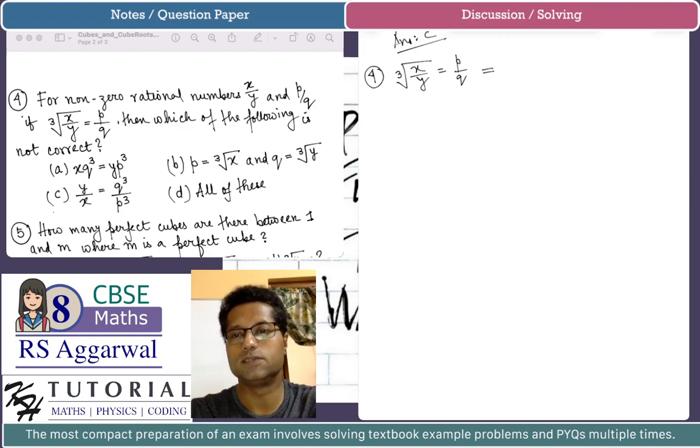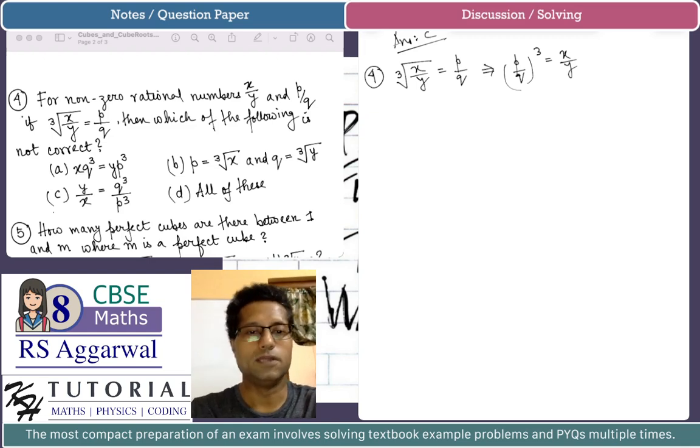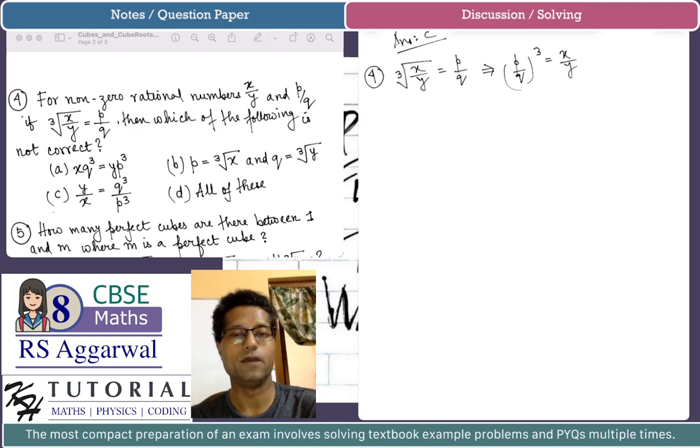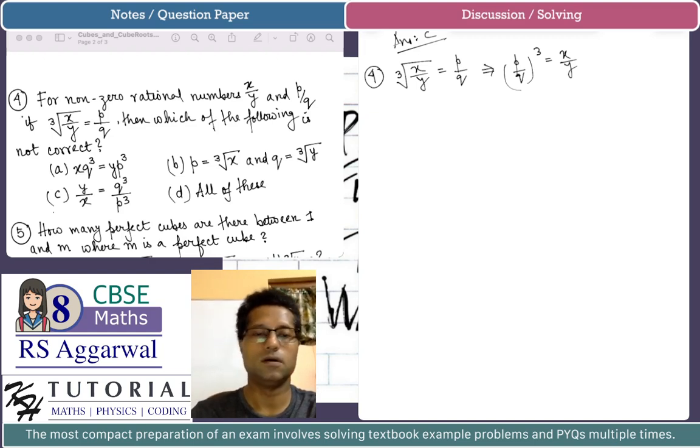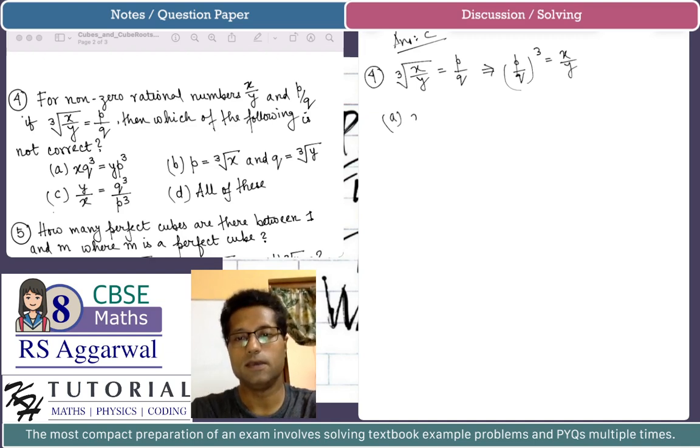Now from this we can straight away say that since the cube root of x by y is equal to p by q, the cube of p by q is equal to x by y. Now let's see all the choices and try to verify which one is correct or not. So what is choice A? Choice A is saying x cube is equal to y p cube.